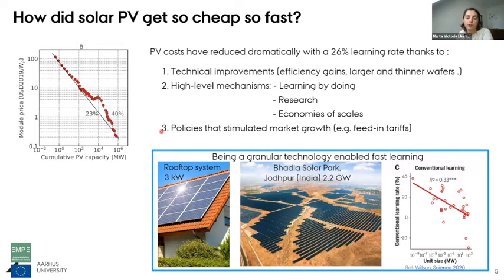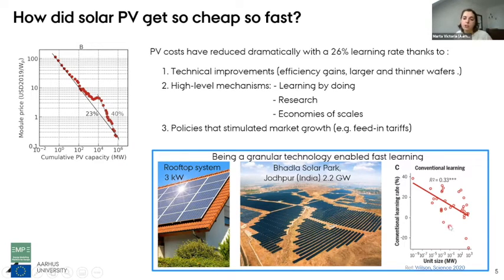In particular, for solar, a main characteristic is that solar is a granular technology. That means that when one wants to install a rooftop system, one needs to use a few solar PV modules, but to install the largest existing solar PV installation with 2.2 gigawatts, we're using exactly the same PV module, just that we use millions of them. And it's this modularity that enables fast learning.